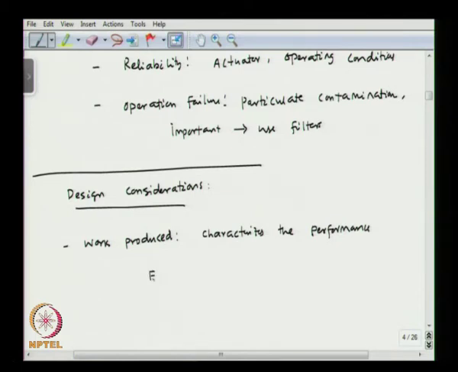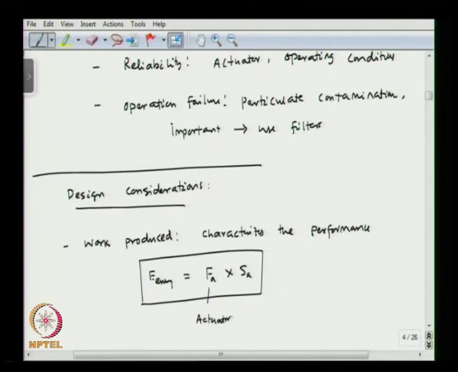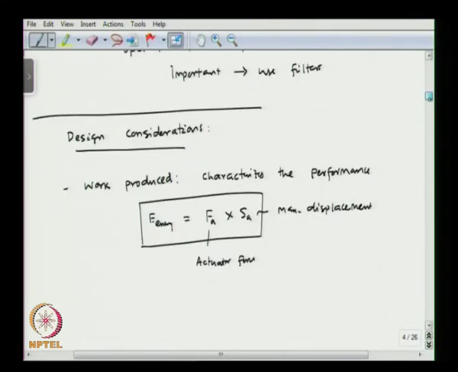So, the work produced would be the actuator force times the maximum displacement. This is the actuator force, and this is the maximum displacement.